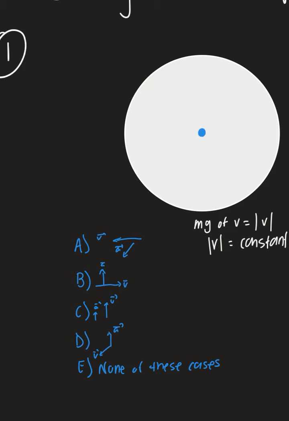So, you see I put A, B, C, D, E. Those are the options. So the magnitude of the velocity is constant. So we have B, which is changing directions.